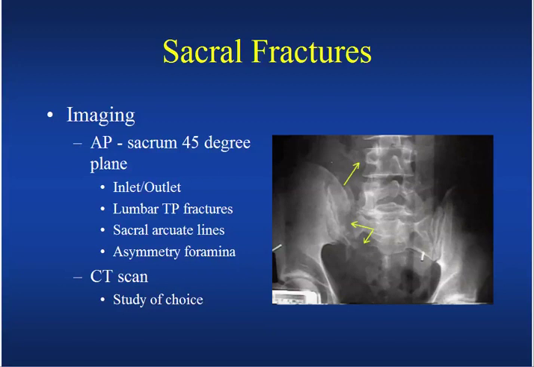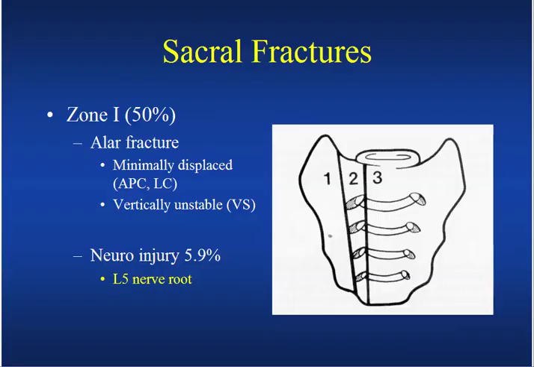Imaging of the sacrum: an AP view in the 45-degree plane is helpful, as well as inlet and outlet views, as we mentioned, and then CT scan is really the study of choice. The Denis classification scheme for sacral fractures divides them into zones. Zone 1 are essentially your alar fractures, lateral to the neural foramina. These typically are minimally displaced in APC and lateral compression injuries. In vertical shear fractures, however, these can be significantly displaced and will require treatment.